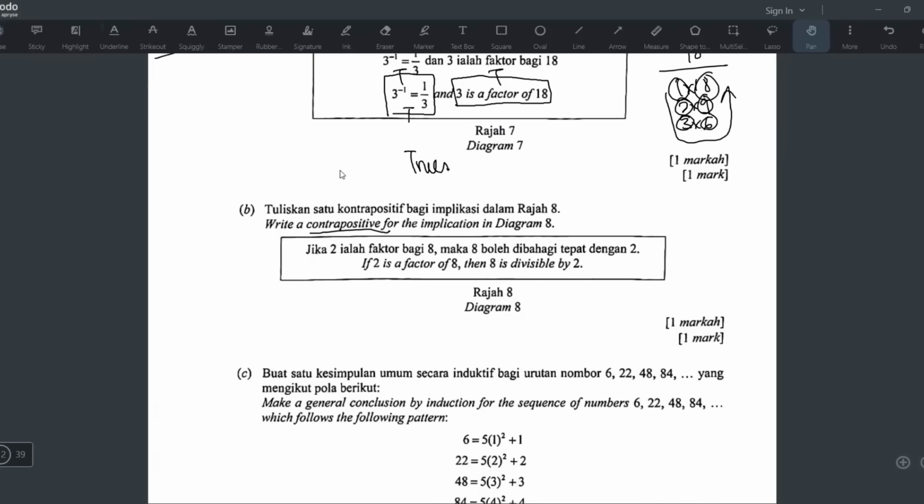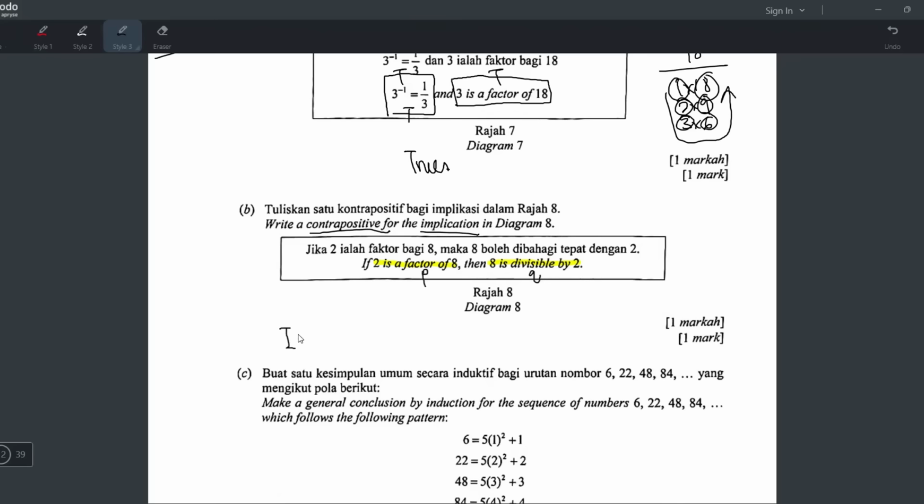Okay, this question asked me to write the contrapositive, right? And then they already give us the implication in this diagram. So my job now is to highlight the P and Q first. If 2 is a factor of 8, then 8 is divisible by 2. So this is definitely the P, and then this is the Q. But I'm trying to write the contrapositive.